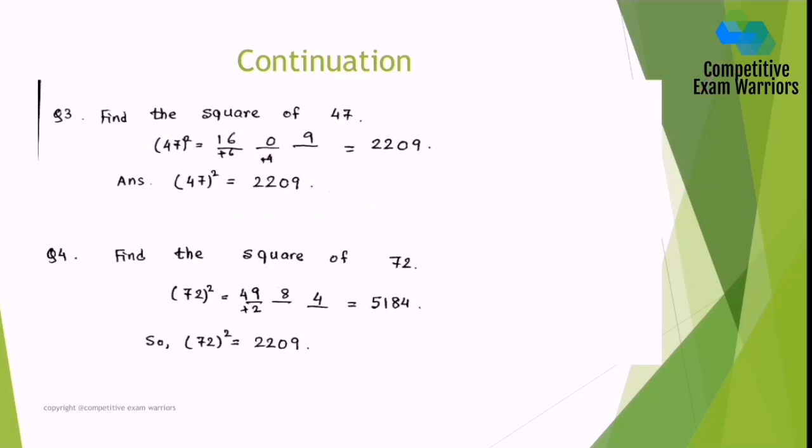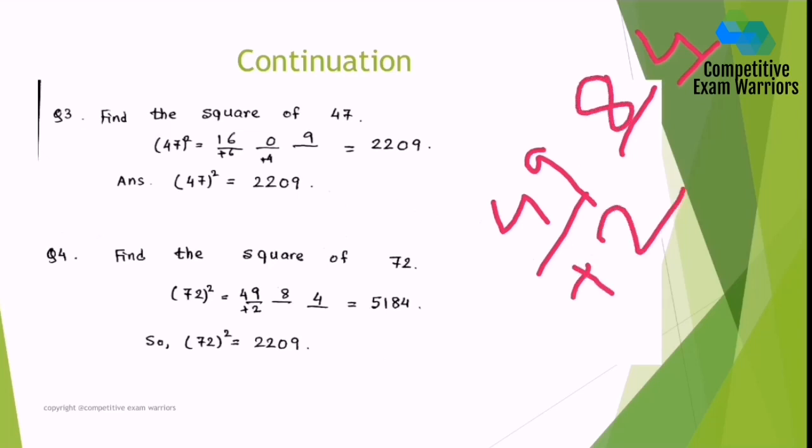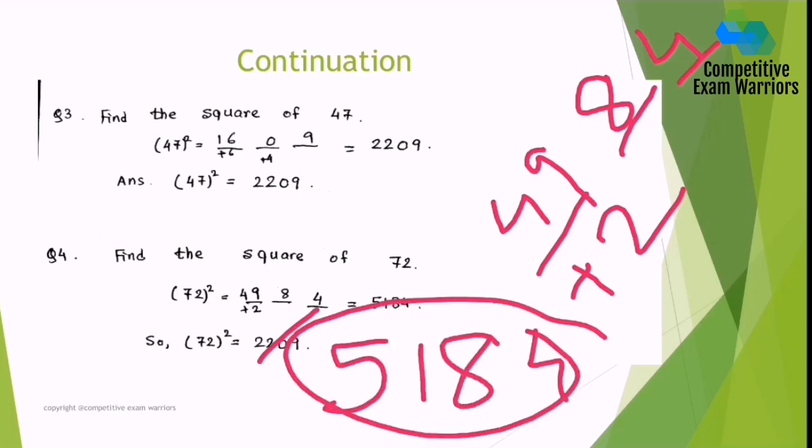Next one, the square of 72. How to find it out? Again place 3 places over here. Now 2 square is 4, 7 square is 49, and 7 into 2 is 14, times 2 is 28. So put 8 over here, carry forward 2 goes over here, so the answer will be 5184. Sorry for the printing mistake over here, the answer will be 5184.